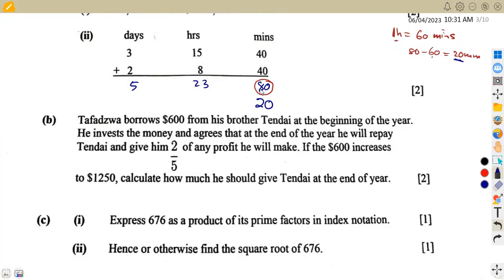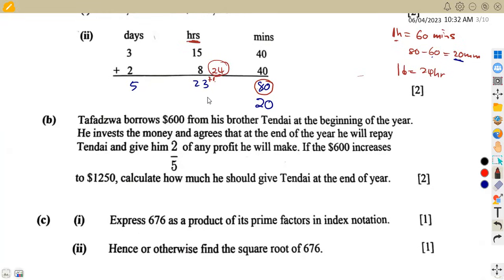So what is going to happen with the 60 minutes that we removed? We are going to add it to the next term, as an hour, because these are hours. It's 60 minutes, yes, but adding here, it is supposed to be an hour. So 23 plus 1, that is 24 hours. And we know that a day is equivalent to 24 hours.